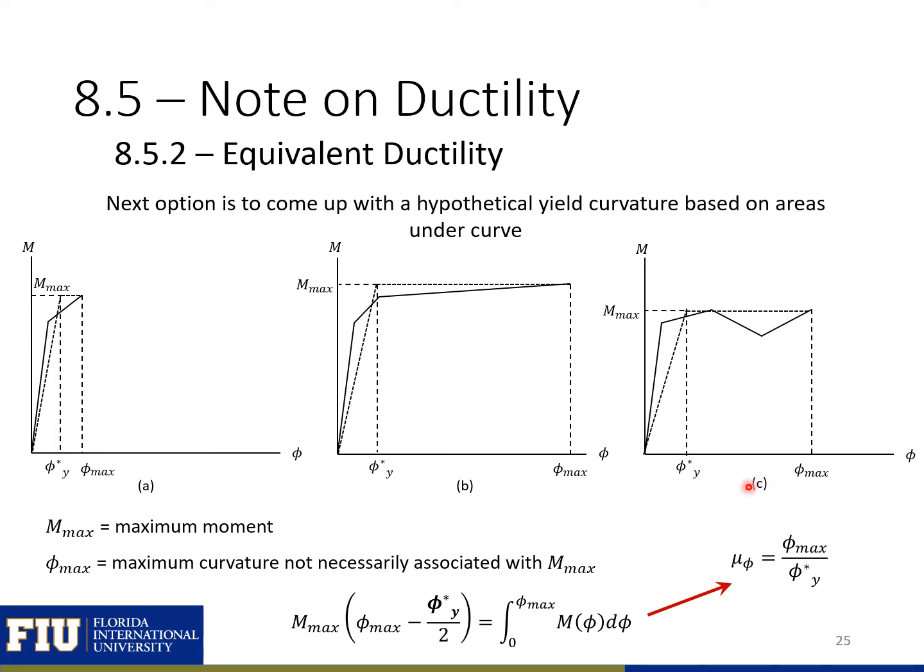So then when we find our curvature ductility, we would just take our max actual curvature and divide it by our equivalent yield curvature. That gives us the same area under our moment curvature plot. We'll see that the equivalent ductility method is going to do a good job of estimating the curvature ductility for any moment curvature behavior. So it can be used in cases where the moment curvature plot doesn't look like an elastic plastic case.